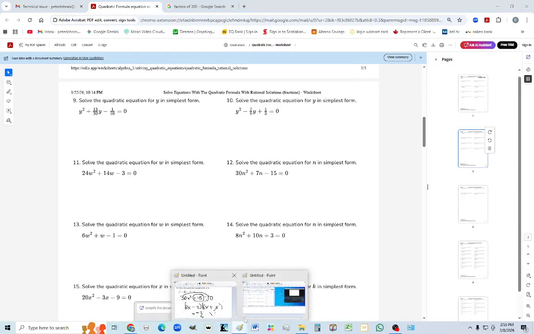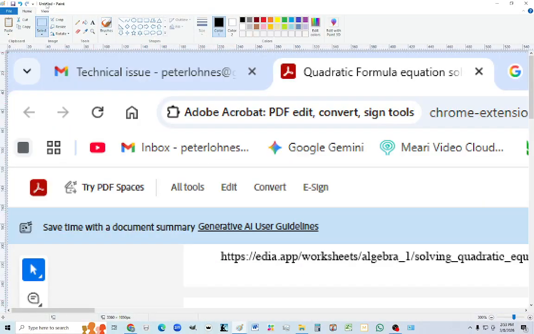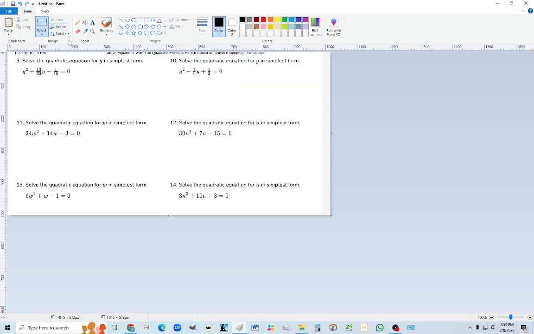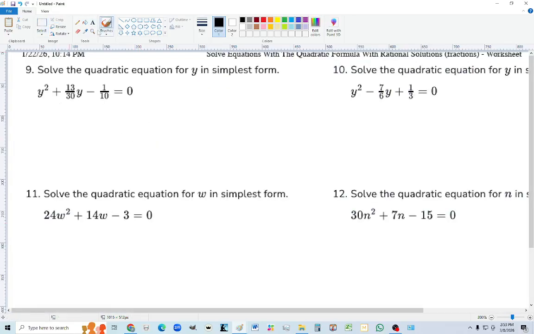Multiply by the common factor over and over again. Okay, so these ones all the way to 14. If I multiply by 30, I get, didn't we do this one? Yeah, we did this one. So that one's done. Multiply by 6, I get 6y squared minus 7y plus 2.